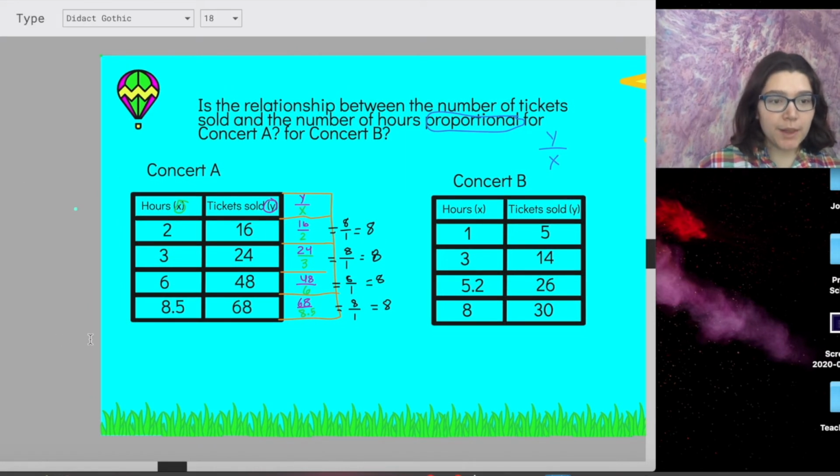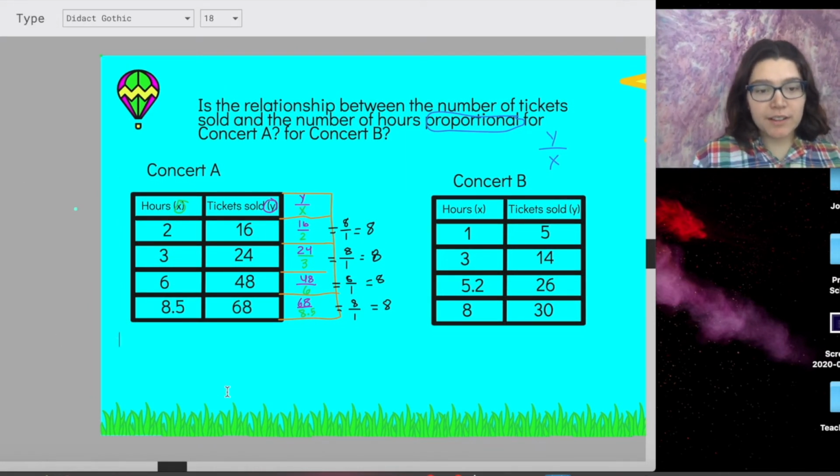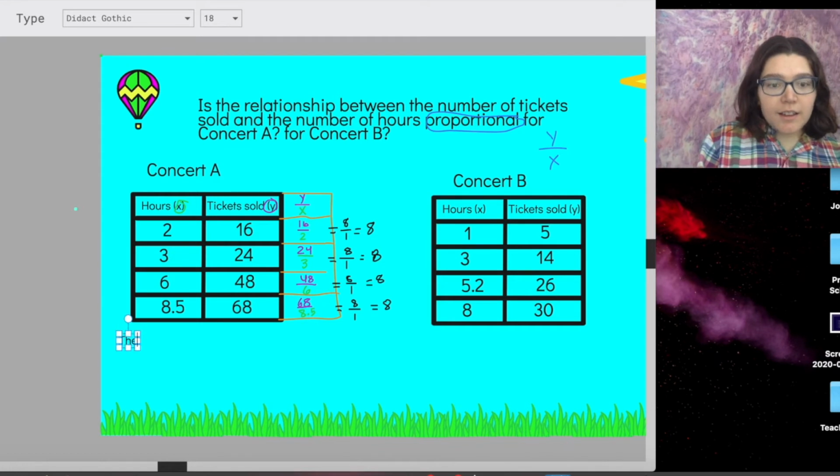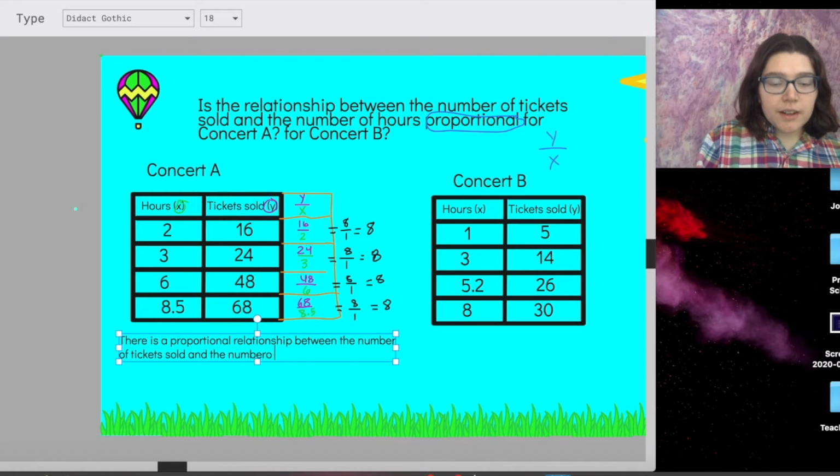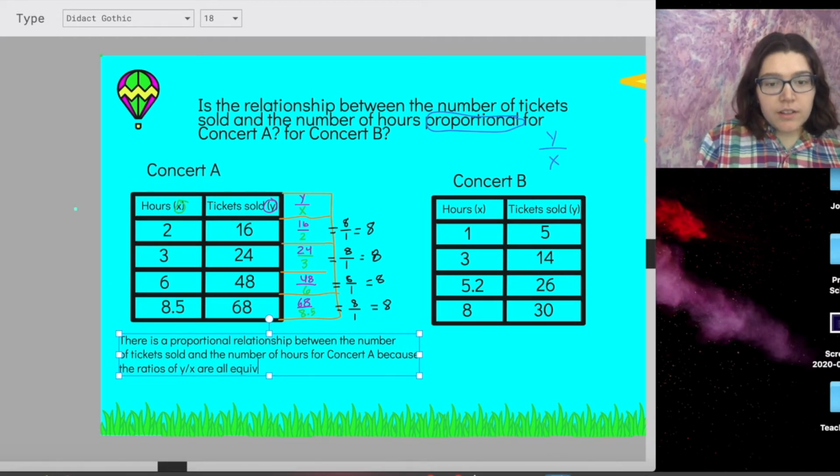So I'm just going to type that up, because for a word problem we always want to have a nice clear answer. There is a proportional relationship between the number of tickets sold and the number of hours for concert A because the ratios of y to x are all equivalent.